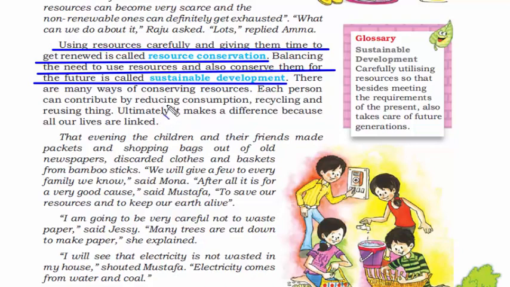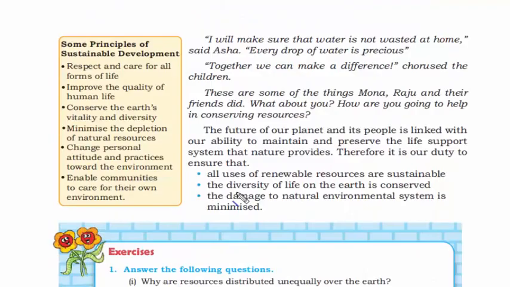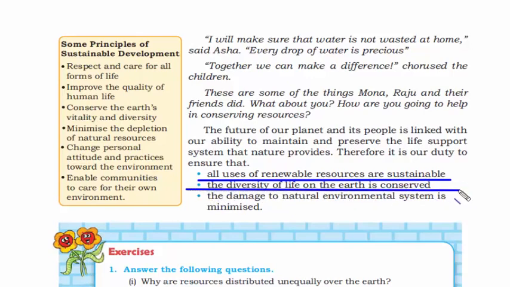Some of the ways of conserving resources are recycling and reusing things. In order to protect our environment, some of our duties are to use renewable resources which are sustainable. We also need to conserve the diversity of life, that is protect the endangered species. We also need to cause minimal damage to the natural environment system, with less cutting of trees. We need to prevent soil erosion as well. These are the things that can ensure that we can maintain and preserve the life support system that nature provides. So with this, we have come to an end of this chapter.